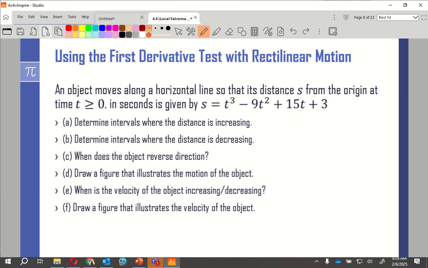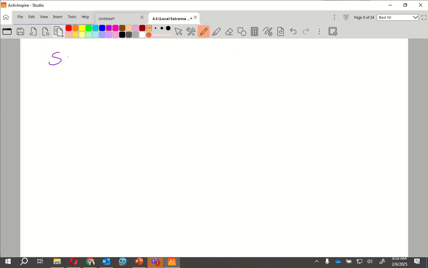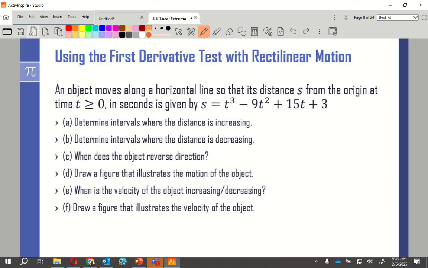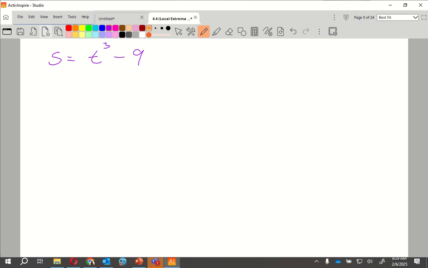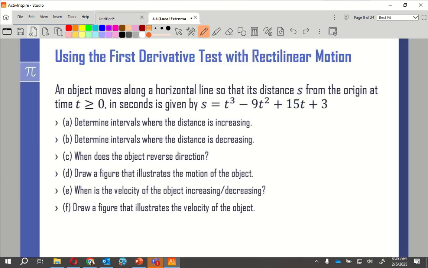An object moving along a horizontal line, so its distance s from the origin at time t, greater than or equal to 0, t in seconds, is given by s of t, okay, there's my function. Determine intervals where distance is increasing, decreasing, all this stuff right here. So, I'm going to go to another page to do this one. s equals t cubed minus 9t squared plus 15t plus 3.